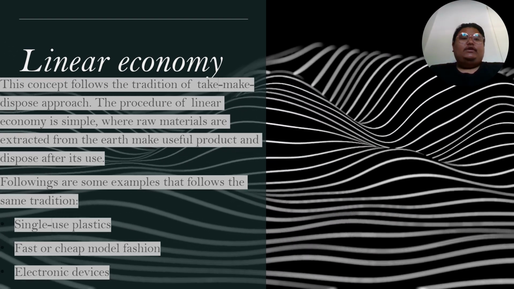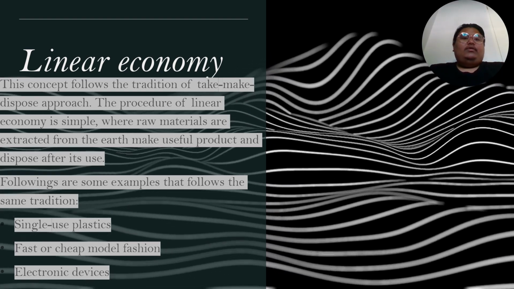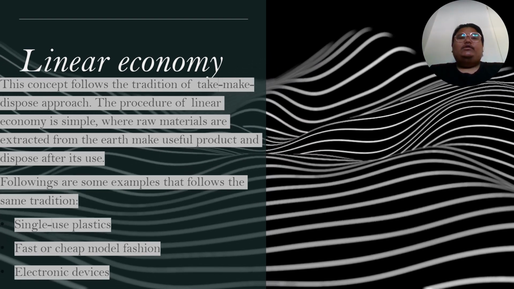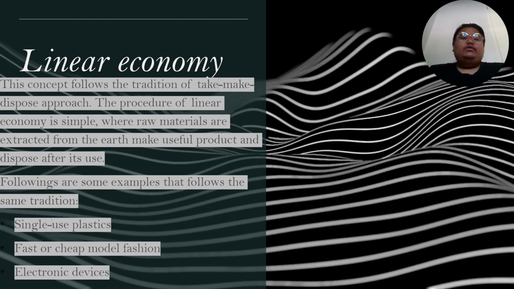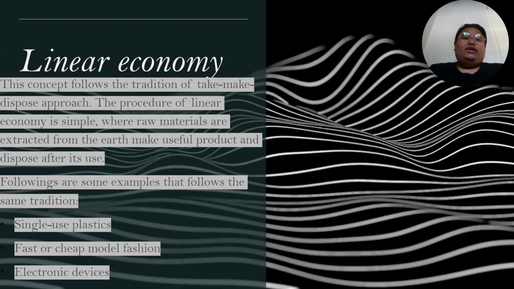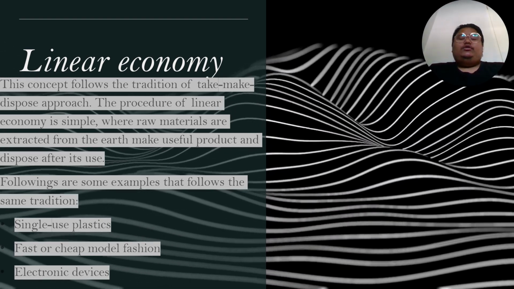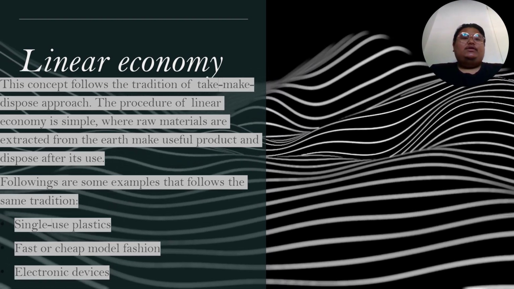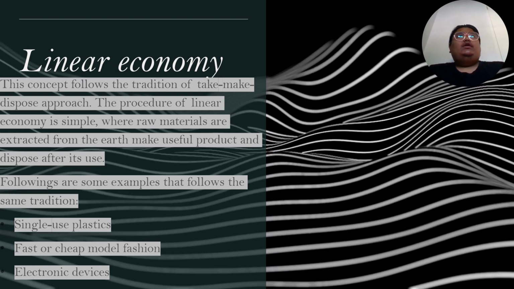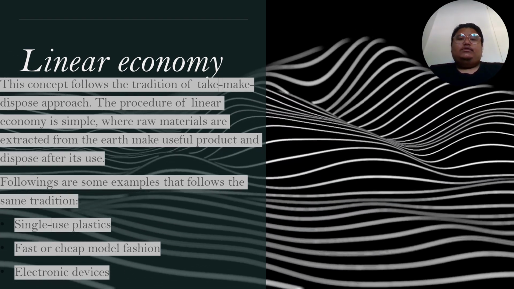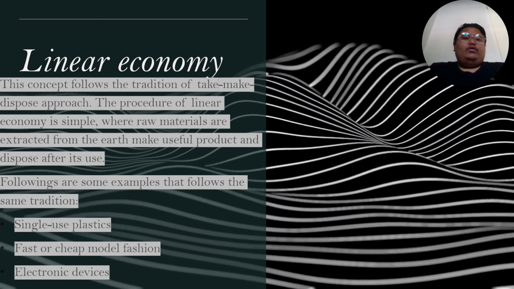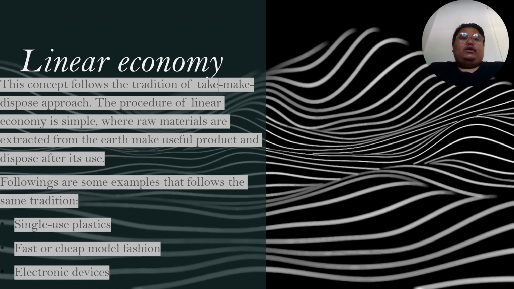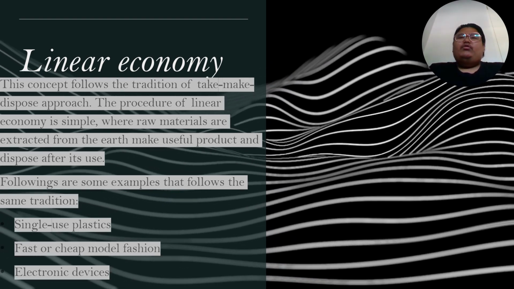First one is single-use plastic. Plastics are really hard to decompose in the earth, so we use plastic to carry things. We use plastic in different kinds of paints or something, so that remains on earth and it's making pollution.